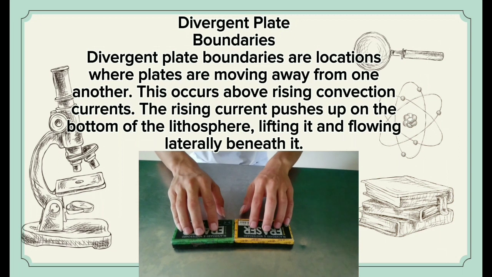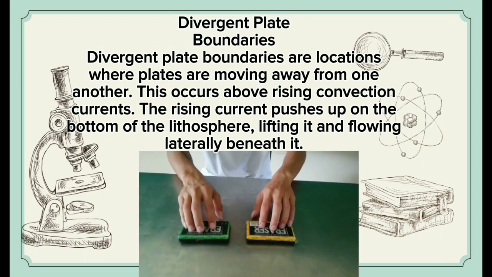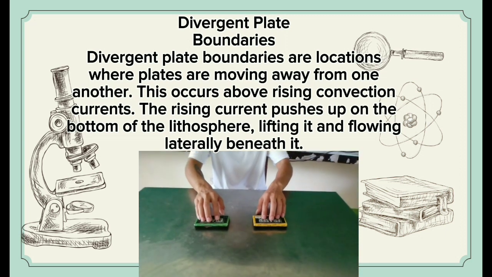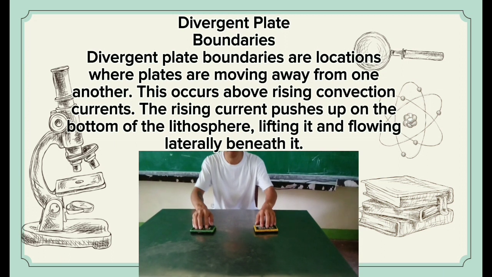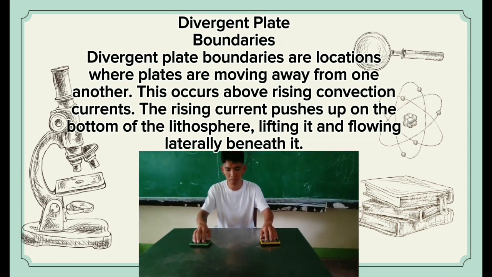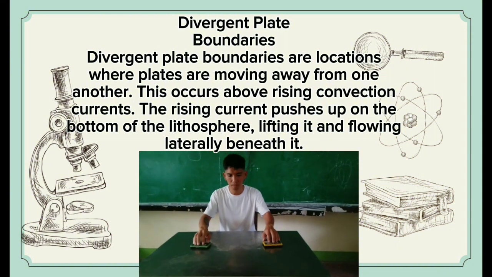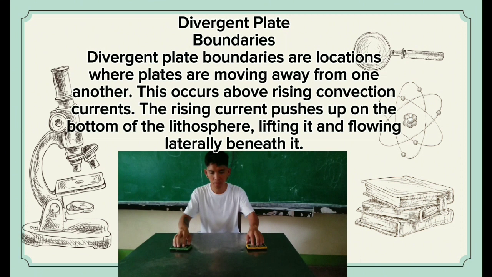The second type of plate boundary is divergent plate boundaries. Divergent plate boundaries are locations where plates are moving away from one another. This occurs above rising convection currents. The rising currents push up on the bottom of the lithosphere, lifting it and flowing laterally beneath it.